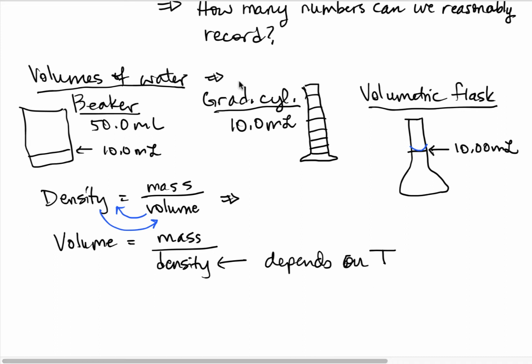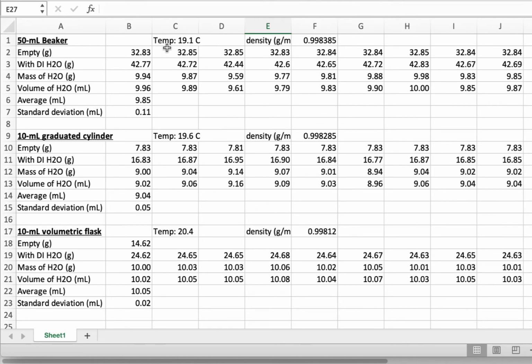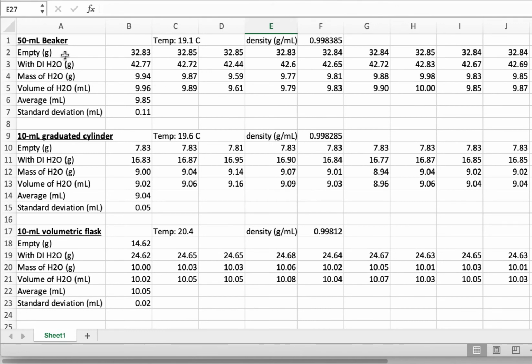So I'm going to take you to my Excel file where I recorded all of those data. Okay, here we are. So here's my temperature. Here's the density that I looked up from a table. And then here's all of my raw data. I measured the empty mass of the beaker, the mass with the water, and then I subtracted one from the other to get the masses of the water, and then I calculated what the volumes were.